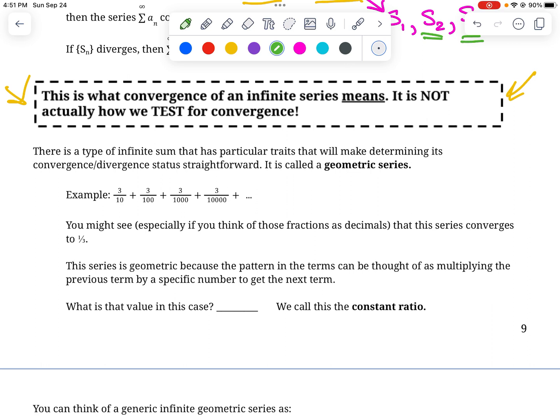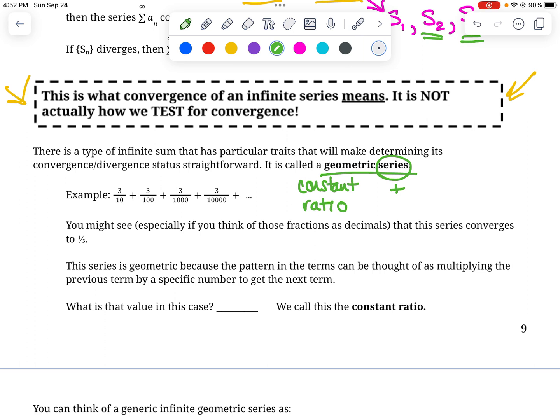We do other things as proxies to see if the series has that behavior. So the first such test is the one we're learning today, and this test only applies to series that are what we call geometric. So a geometric series, first of all, series means that you're adding things together, and the term geometric means that you have a constant ratio or a constant multiplier. So from one term to the next, you are multiplying by the same thing.